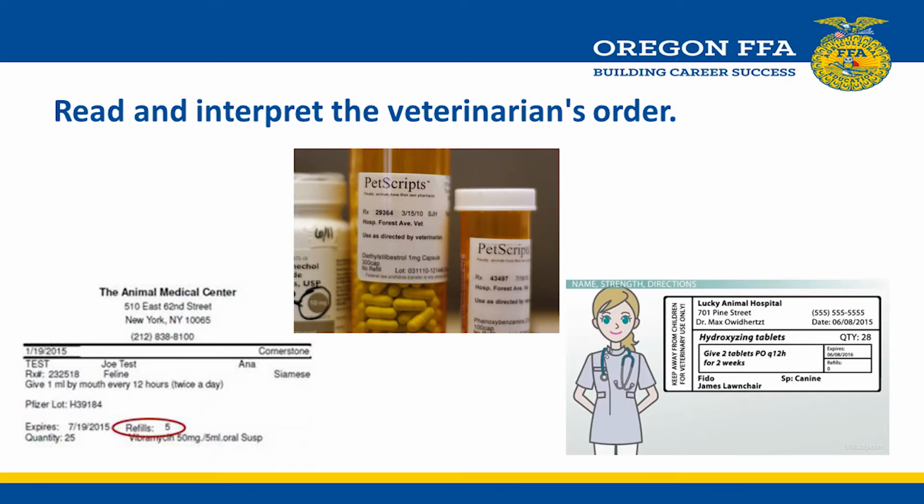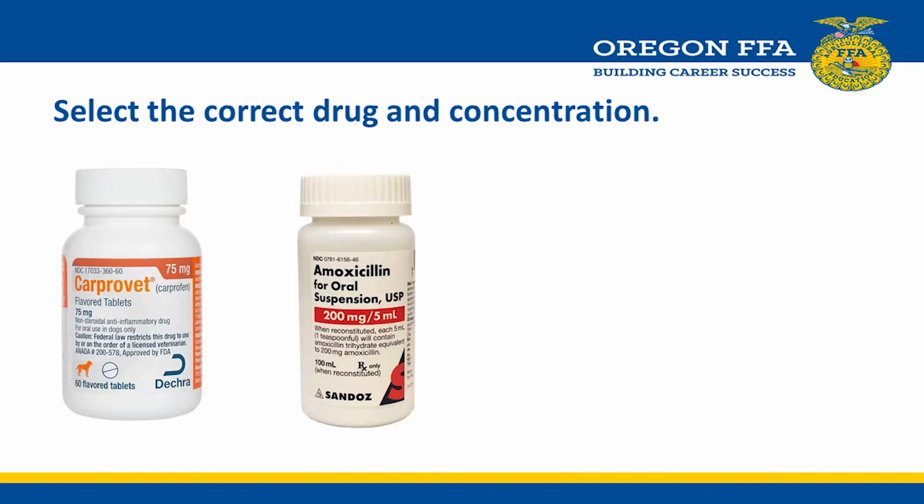Step 1 is to read and interpret the veterinarian's order. You want to make sure that you are using the proper medication and the proper dosage of that medication and the proper strength of that medication. Select the correct drug and that concentration.